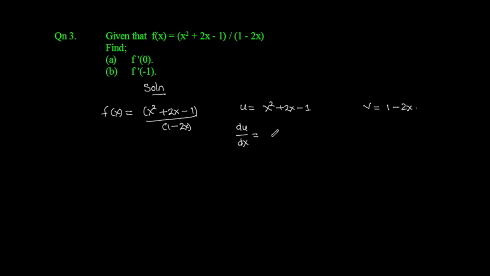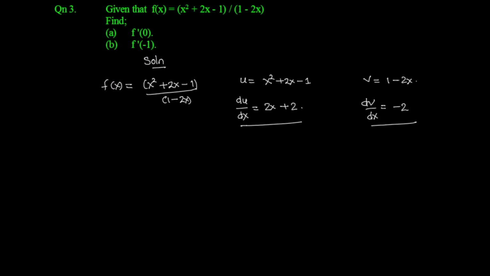Now this one, the first term here differentiates to 2x, and the second term differentiates to 2. Meanwhile, negative 1 is a constant, it will differentiate to 0. So we also do the same to dv by dx, where this one vanishes to 0, and then the derivative of negative 2x is simply negative 2.